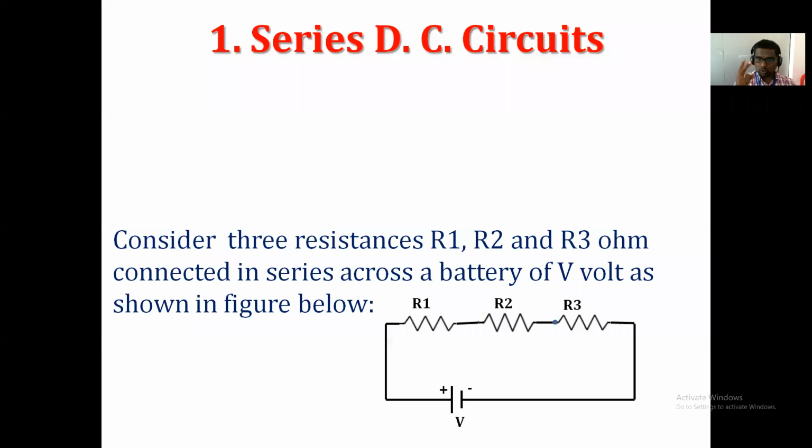But two things are very important. What are these two things? When we say that resistances R1, R2 and R3 are connected in series, the first thing is that they are connected end to end. Here R1, R2 are connected end to end. And the second thing is that between two resistors there must be a common point, and this common point is not connected to any other branch.